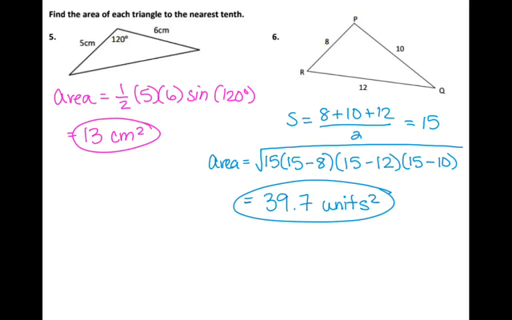The last part of your quiz is going to be word problems, because who doesn't love word problems? So number 7, I have 2 planes leaving an airport at the same time. One plane is flying 575 miles per hour at a bearing of 23 degrees east of north, and the other plane is flying 625 miles per hour at a bearing of 65 degrees west of north. How far apart are the planes after flying for 3.5 hours?